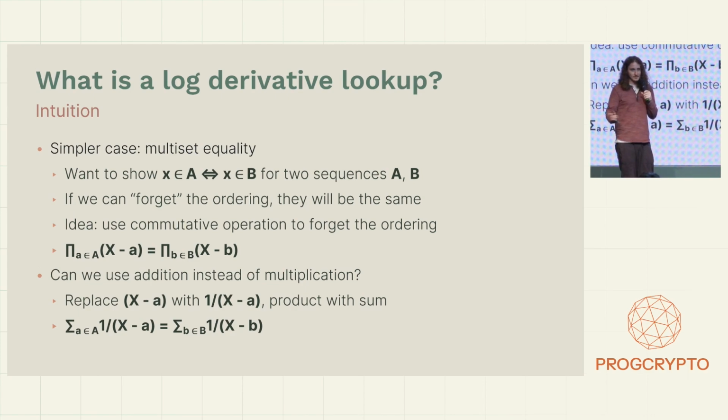We'll consider a simpler case than a lookup argument, which is just a multi-set equality. So suppose A and B are multi-sets of field elements. We want to show that they're the same. If you think of them as sequences, a multi-set forgets the sequential structure. So if we could somehow forget the sequential structure, then we might arrive at some object that is the same if and only if the multi-sets themselves are the same.